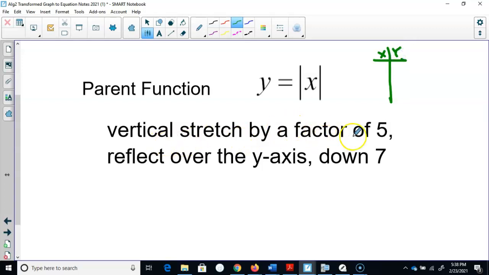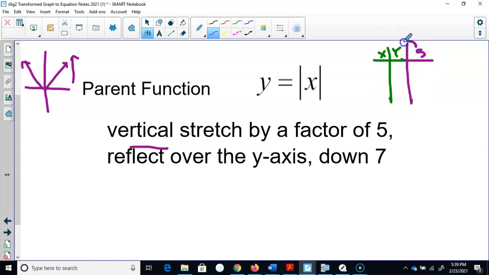A vertical stretch by a factor of 5. So what does that mean? Okay, here's my parent table, just a quick sketch of it. A vertical stretch means I'm stretching in the y direction. By a factor of 5 means I'm multiplying the y's by 5. Anything that's happening to the y value happens outside of the grouping symbol, okay? And it's the same operation.